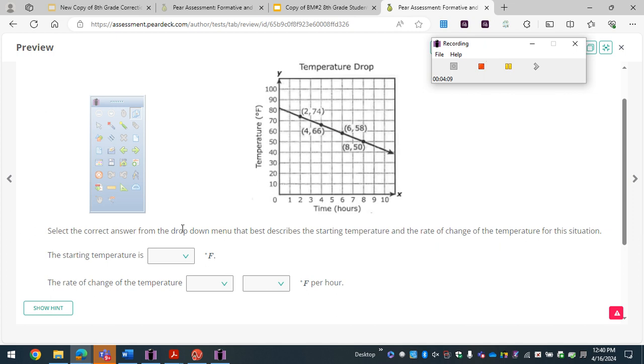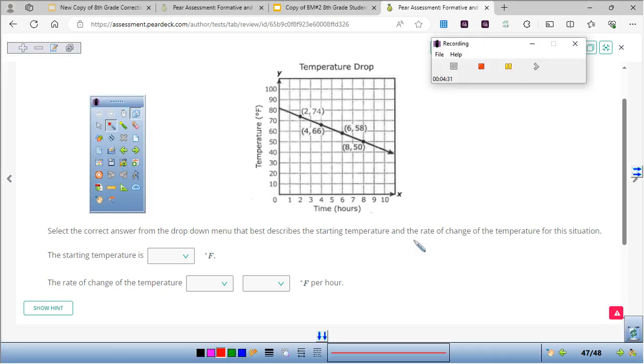Once I see this, list spreadsheets, let's see. Select the correct answer from the drop down menu. The best describes the starting temperature. Oh, starting temperature will be over here. Boom. Time 0. Beginning of time is 0. Okay. And the rate of change slash the slope of the temperature for the situation. Basically, they're asking for your what? Your B and your M.